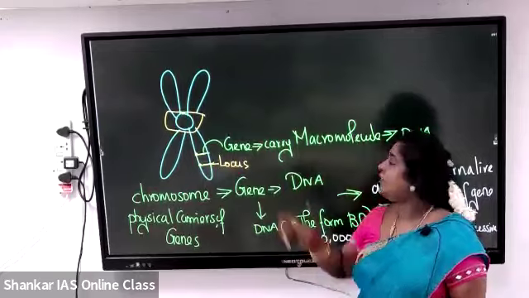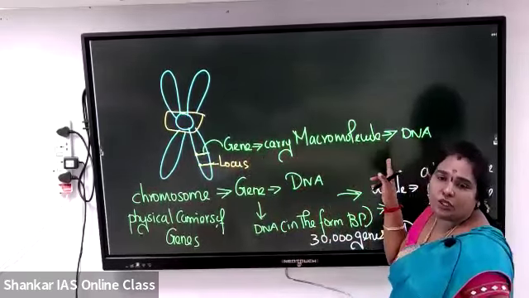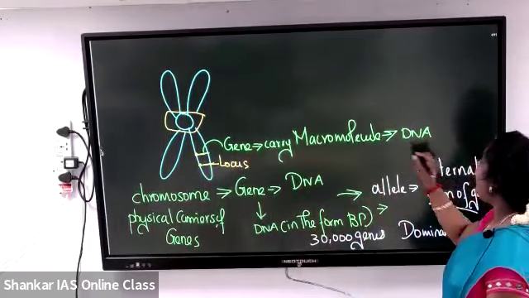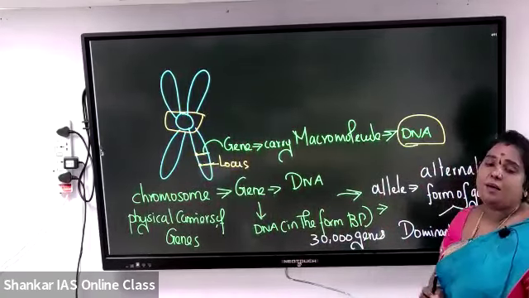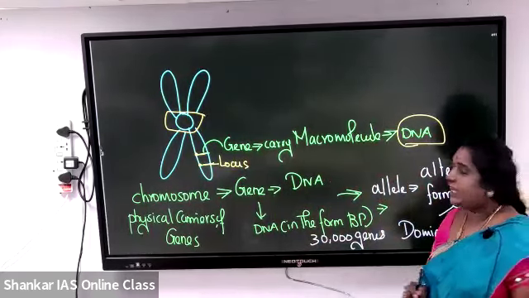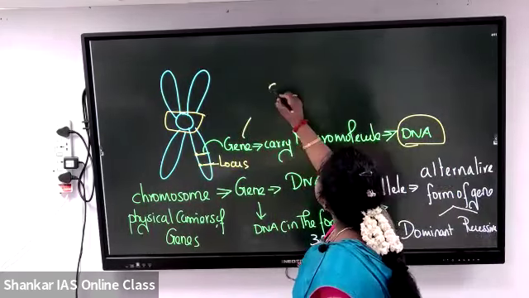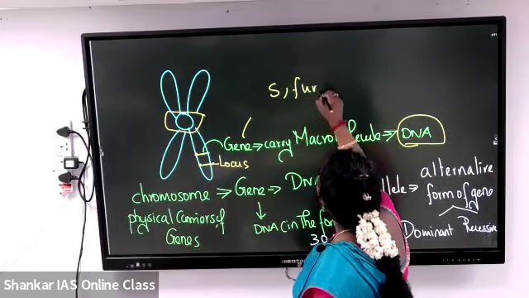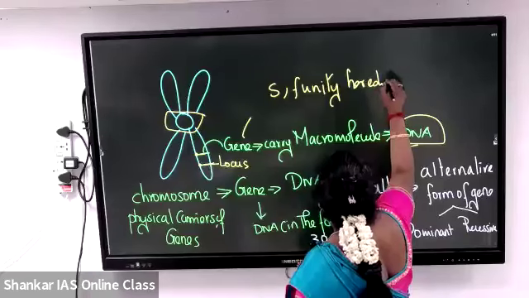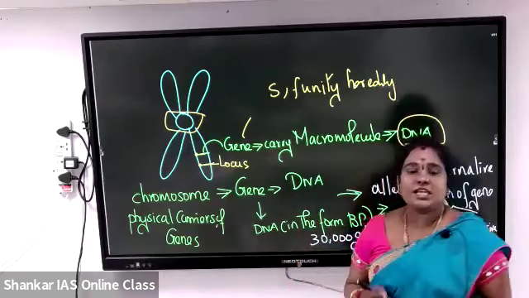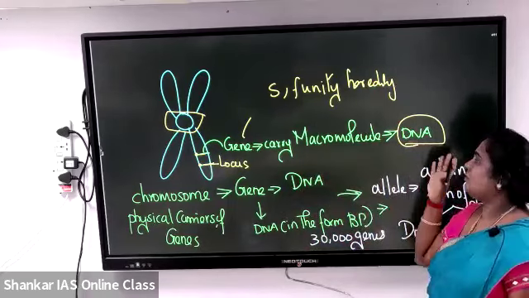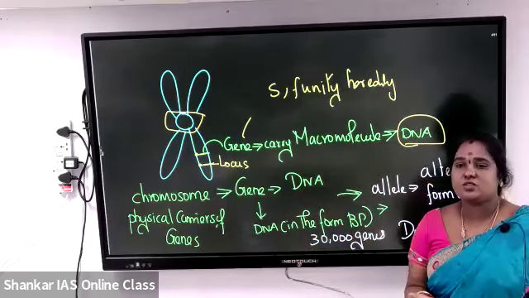Now in turn, the gene carries a macromolecule called DNA. So the gene carries a macromolecule called what? DNA. Since the genes carry the macromolecule DNA, genes are called the structural and functional unit of heredity. So the genetic information is encoded in the genes due to the presence of DNA.